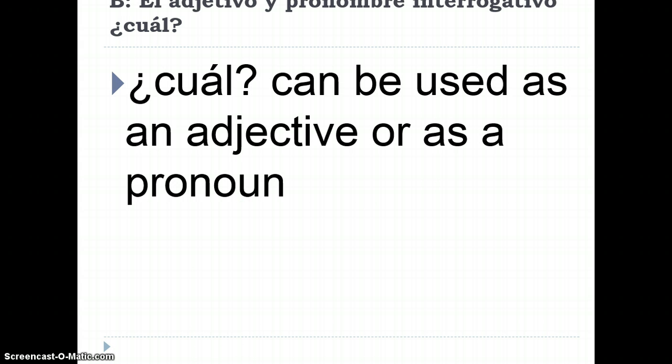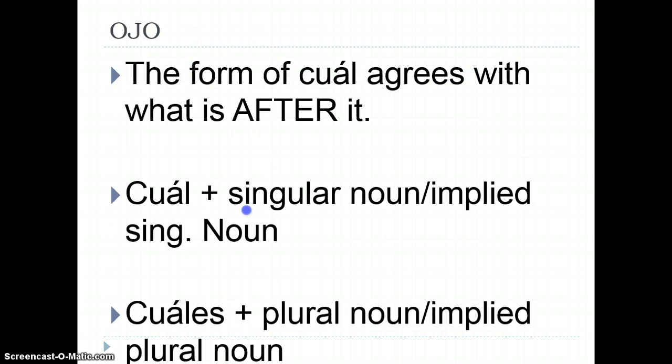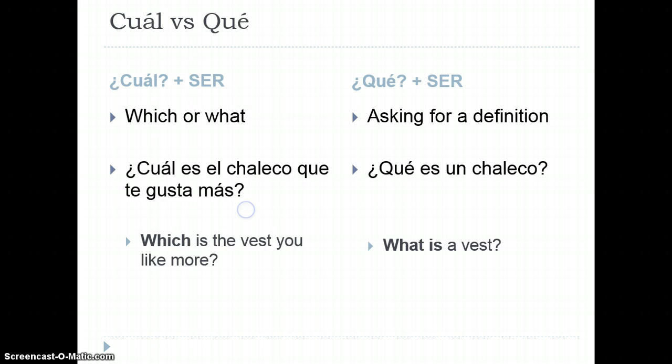We also talked about the differences between que and cual. Cual, remember, has two forms, cual and cuales. It's going to agree with the noun that comes after it. So cual vestido or cuales camisas. And remember the difference between cual with ser and que with ser. Cual is asking which, so cual es el chaleco que te gusta más, requiring you to choose one from a group, whereas que plus ser, que es un chaleco, we are looking for a definition.